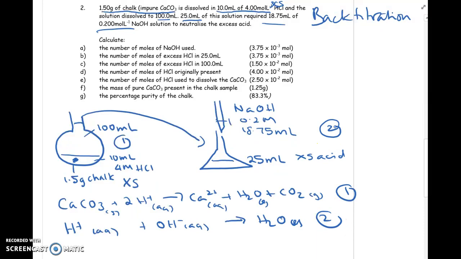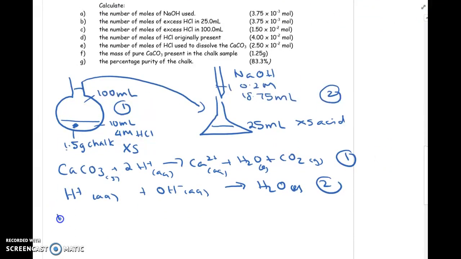So, let's get started. Part A, the number of moles of sodium hydroxide used. So we're talking about the number of moles of sodium hydroxide used in the titration, which you can see here. You've got a concentration and a volume. So the number of moles of sodium hydroxide is equal to CV, which is 0.2 times 0.01875, which comes out to 3.75 by 10 to the negative 3 moles.